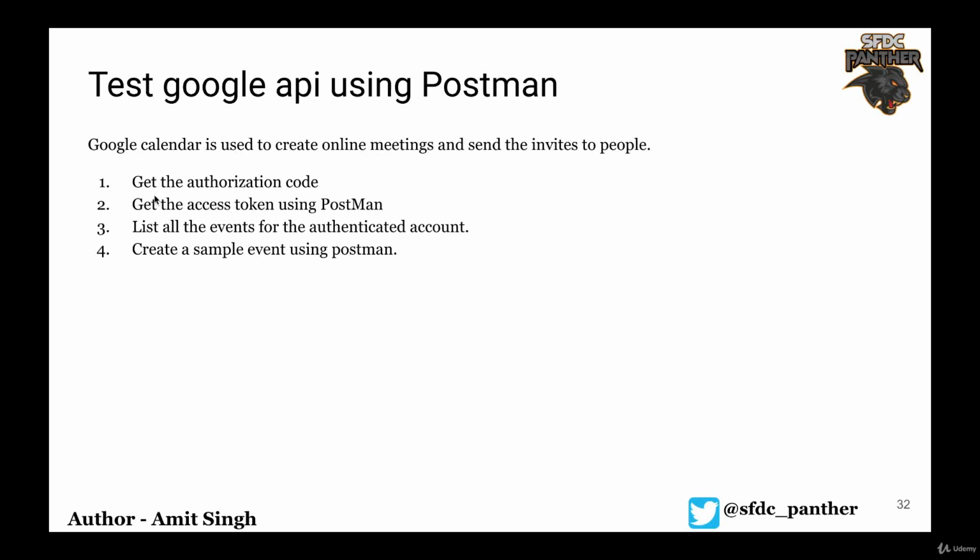So this is what we are going to do. We are going to get that authorization code and get the access token using Postman. And then we have two APIs, or we can say two operations that we are going to perform. One is we are going to list the authenticated events, events for the authenticated account basically. And then again we are going to create a sample event using Postman.